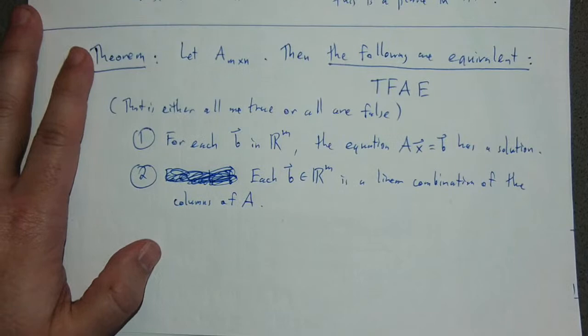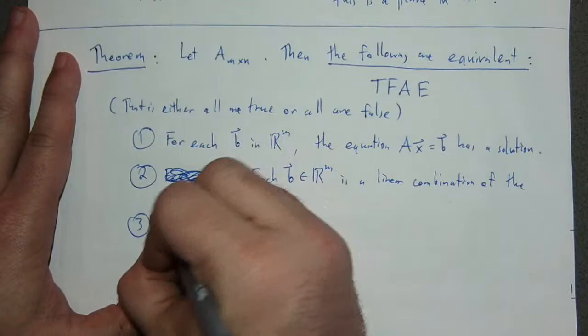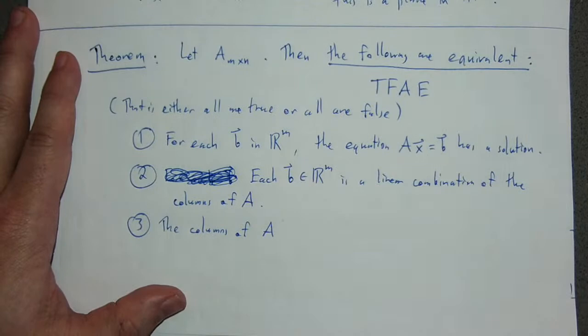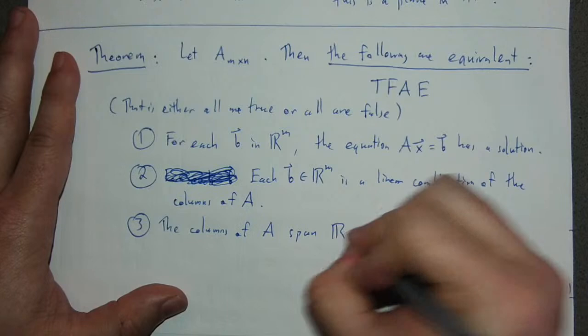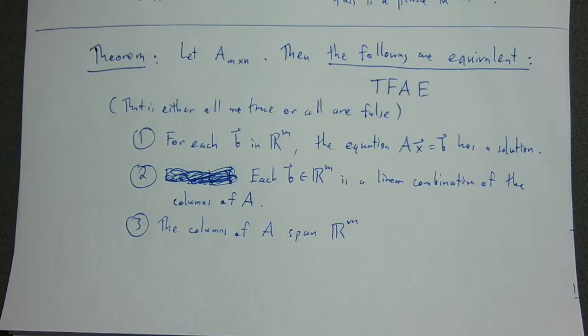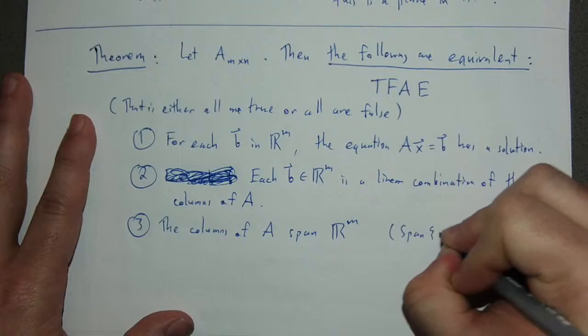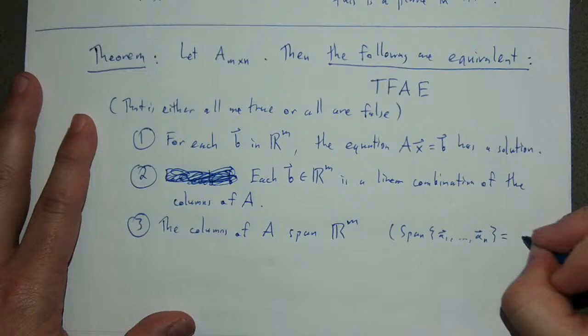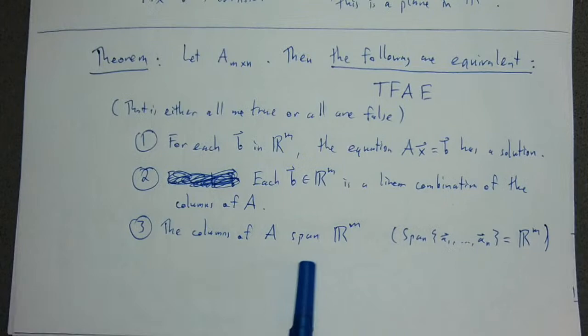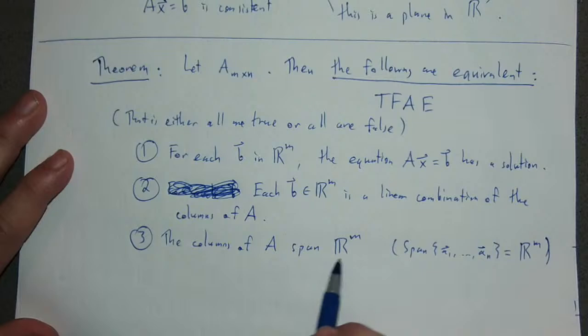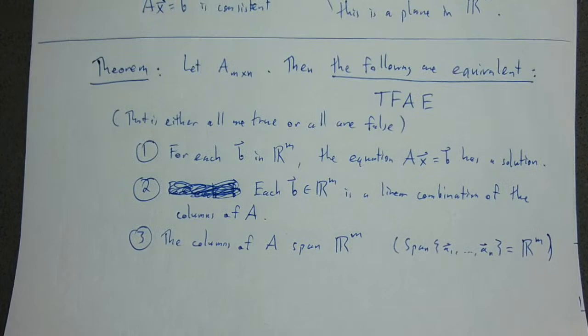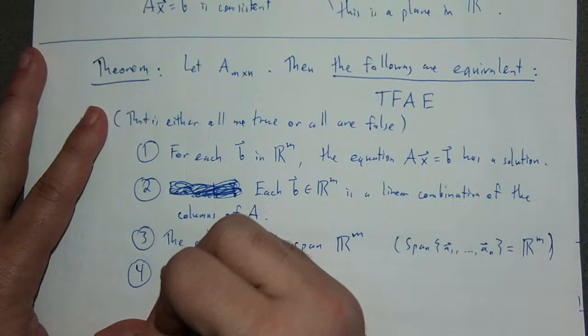Okay. The next thing is the columns of A span R^m. What do I mean by that? What I mean is that the span of the columns of A is equal to R^m. So the terminology that we use there is using span as a verb. Saying that the columns of A span some set is to say that that set is equal to the span of whatever set of vectors I'm talking about. Okay. And then lastly, A has a pivot position in every row.